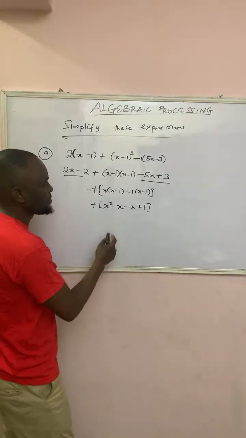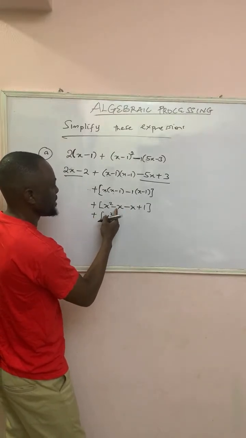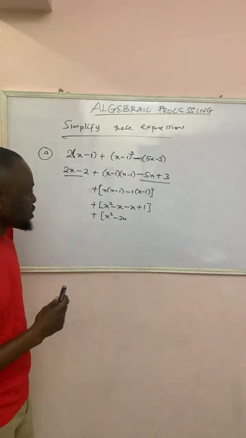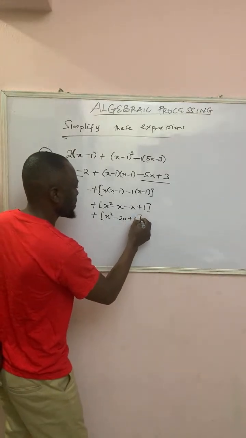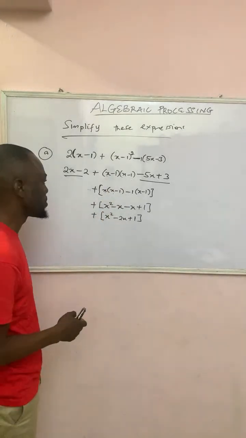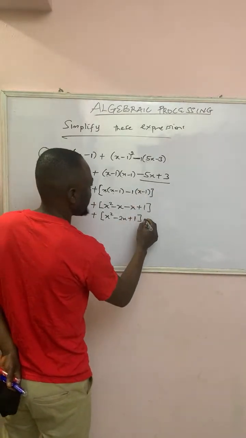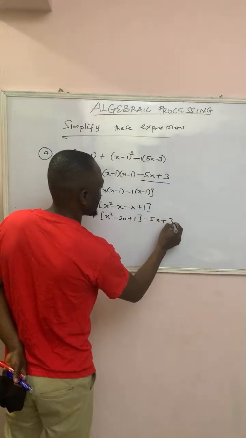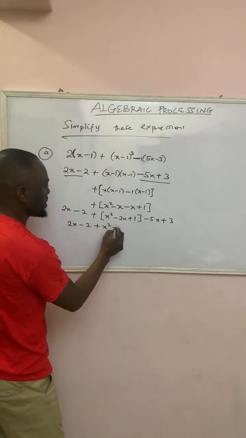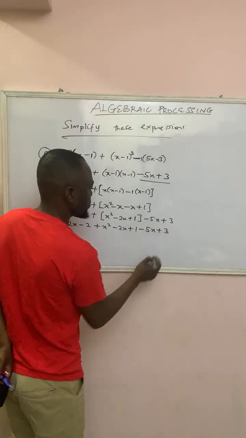All right? Now, I can simplify this. Minus x minus x will give me minus 2x. This means minus 1x minus 1x to give us minus 2x. Then we have a plus 1. So we are done simplifying this. Let's put everything together. Here, let's bring down this: we have 2x minus 2. Here we have minus 5x plus 3. So here I have 2x minus 2 plus x squared minus 2x plus 1 minus 5x plus 3.